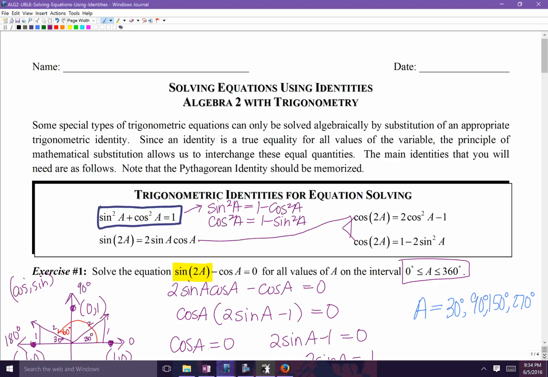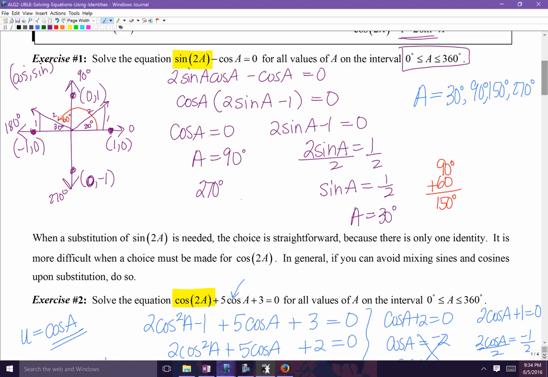Sine of 2a only has one value, which makes it easier. But remember, if you're working with cosine, you want to make sure that your equation is consistent. So if your equation has a sine in it already, you want to use this one. If your equation doesn't have any other sines in it, then you want to keep consistent. You want to make sure it's all sines, all cosines. And then just remember that sometimes you have to look at your interval. So this was between 0 and 360. So sometimes there is more than one way to get that reference angle that we were looking for.